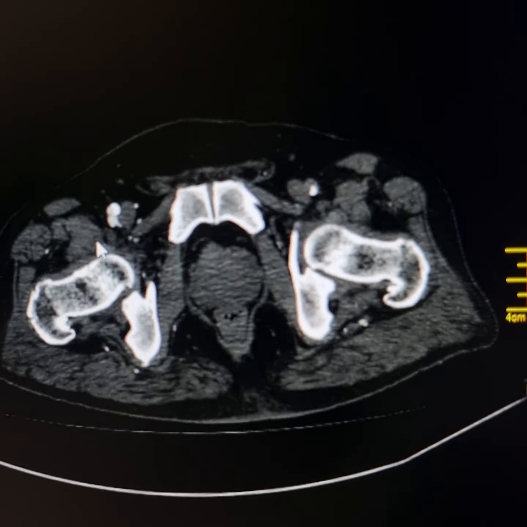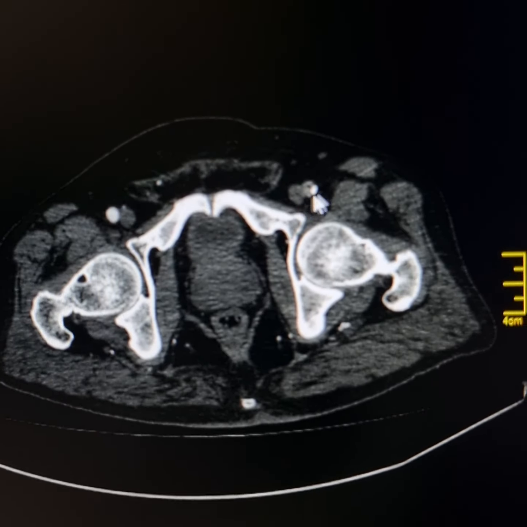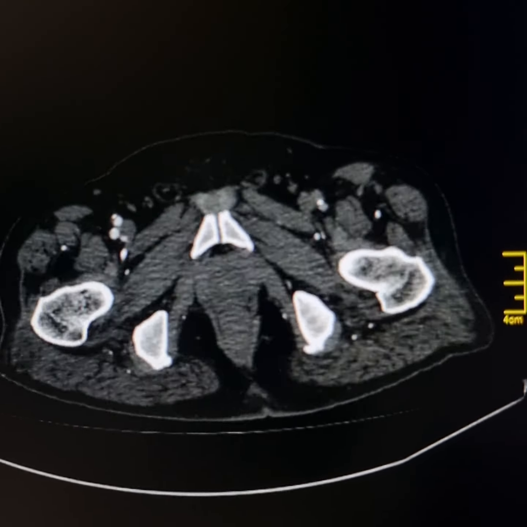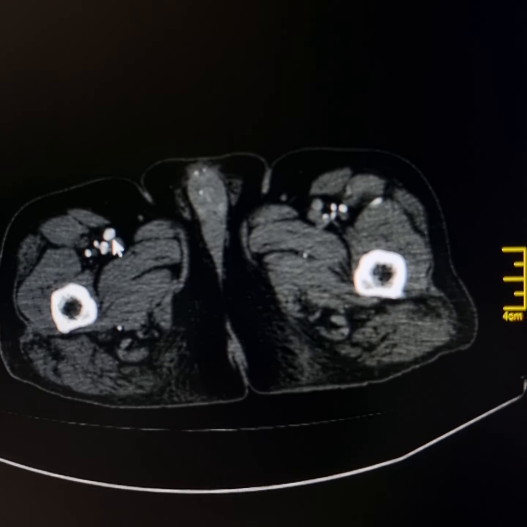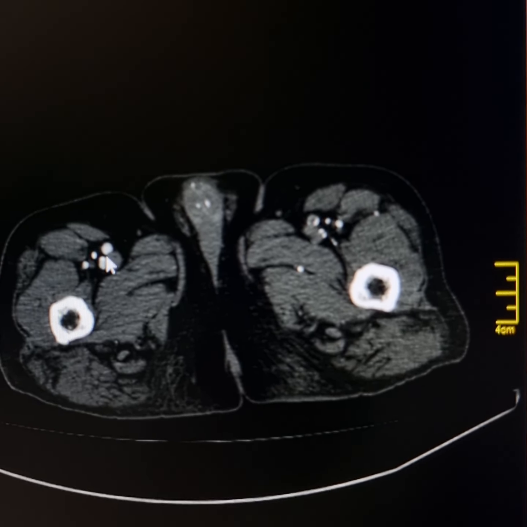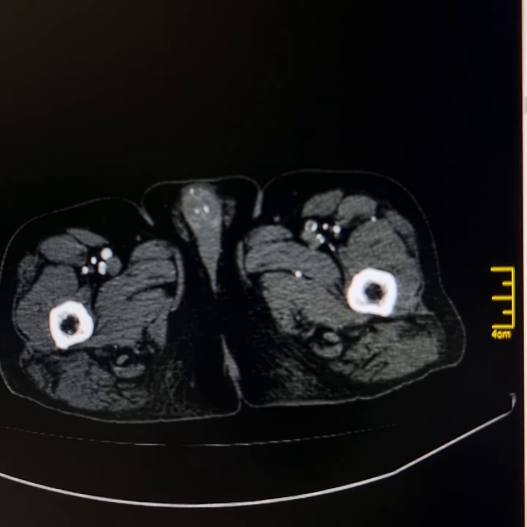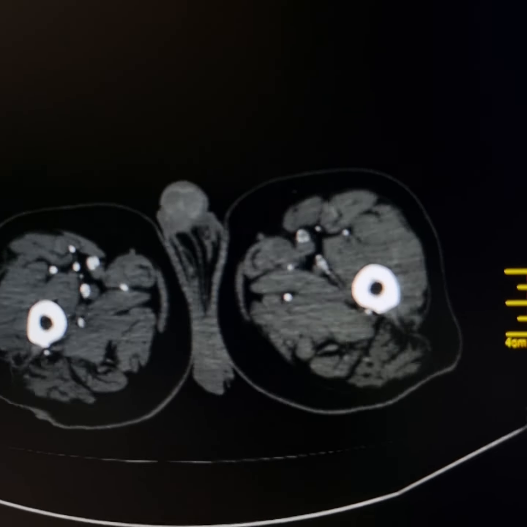Now please observe, this is right femoral artery here. Left femoral artery is not opacified. Now this is the right superficial femoral artery. This is profunda femoris artery. Although these were heavily calcified, even then their lumens are opacified by the contrast medium.